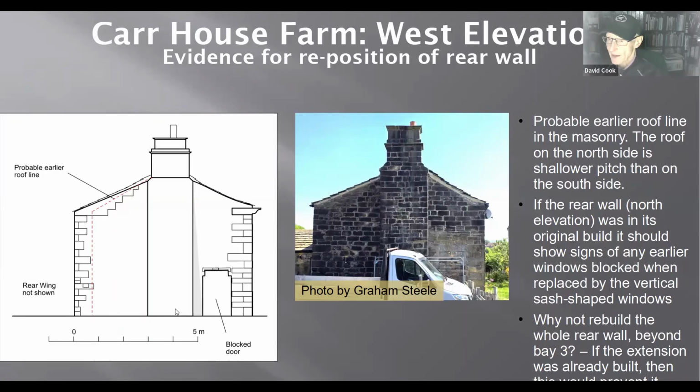Just another little thing to add in here, because it is a significant feature: the blocked door here in this gable elevation. I think this is a later feature, put in later, because otherwise it would have gone straight into the parlour. And I think it's associated with the division of Carr House Farm into 5, 6, or 7 dwellings. So it provided rear door access almost into this dwelling at the west end of the linear range.